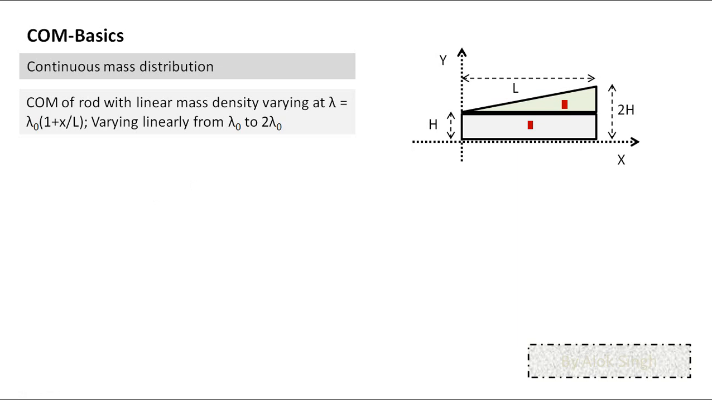How do we get this kind of mass distribution? Suppose I have a sheet in the form of a trapezium. This height is h, this height is 2h. Again, if I fold this trapezium in the form of a thin rod, if I take a sheet which has this shape, a uniform sheet, and fold it in the form of a thin rod, its linear mass density will match this.